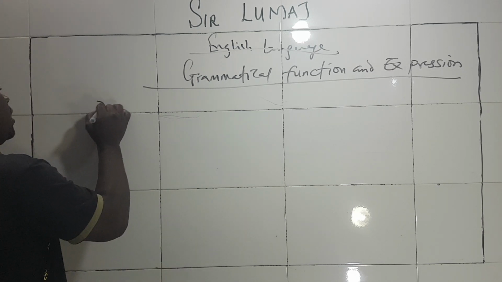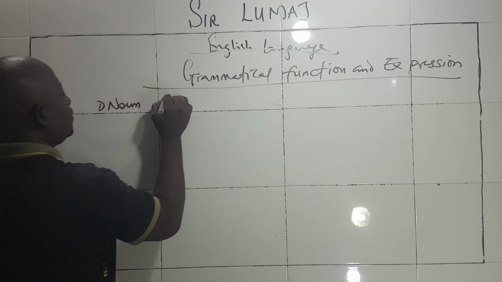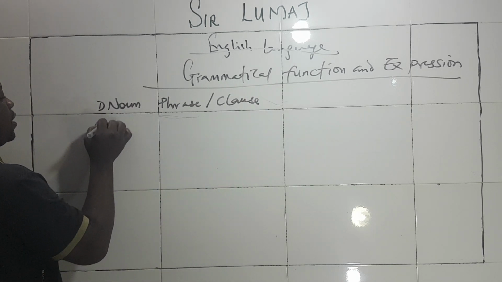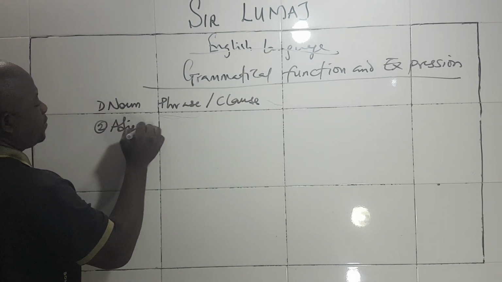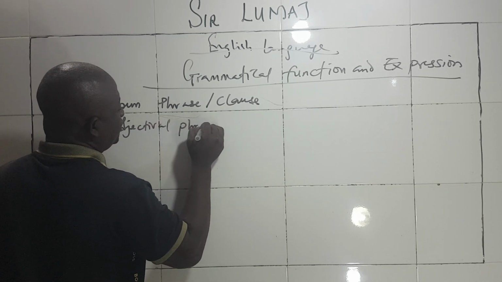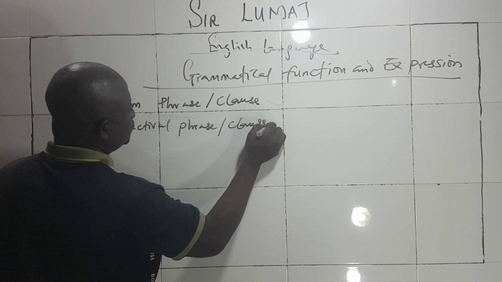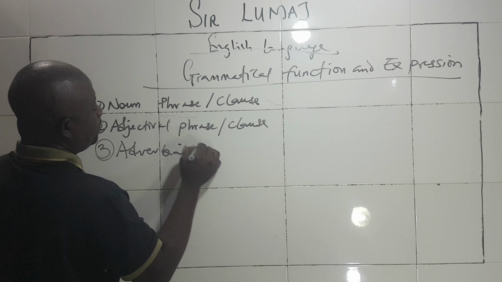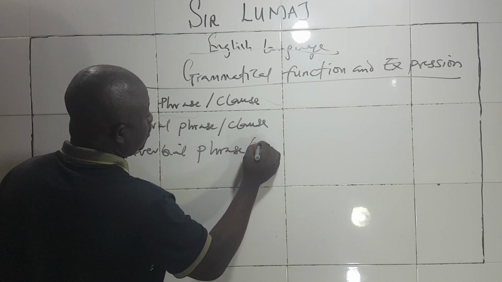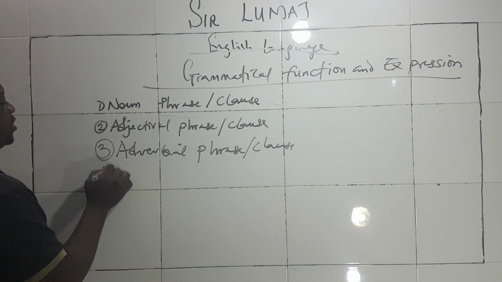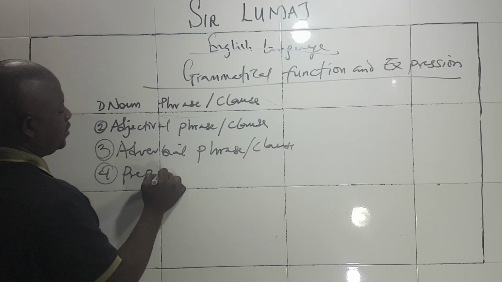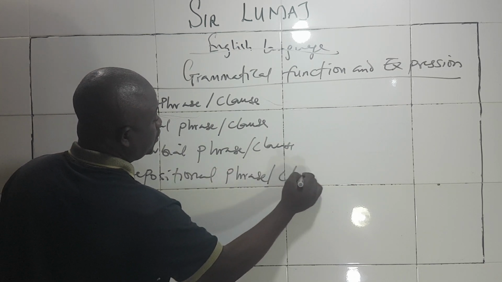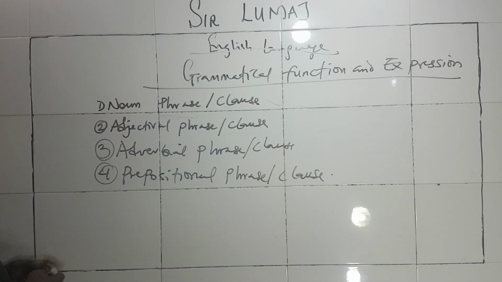Number one, I'll be talking about noun phrase or noun clause. Two, I'll be talking about adjectival phrase or clause. Three, adverbial phrase or clause, and there is another one they call prepositional phrase or clause. So let me do the introduction here. Let me start with the first one, which is what?